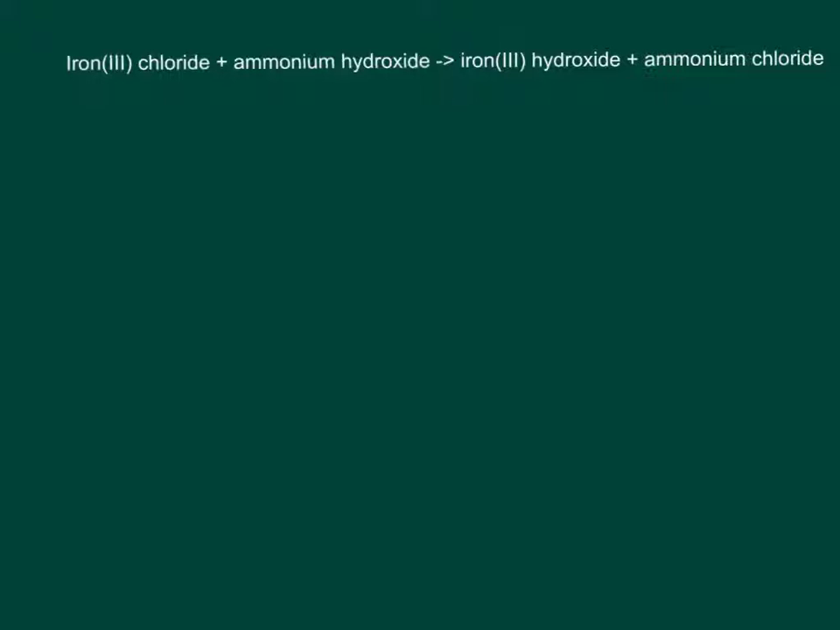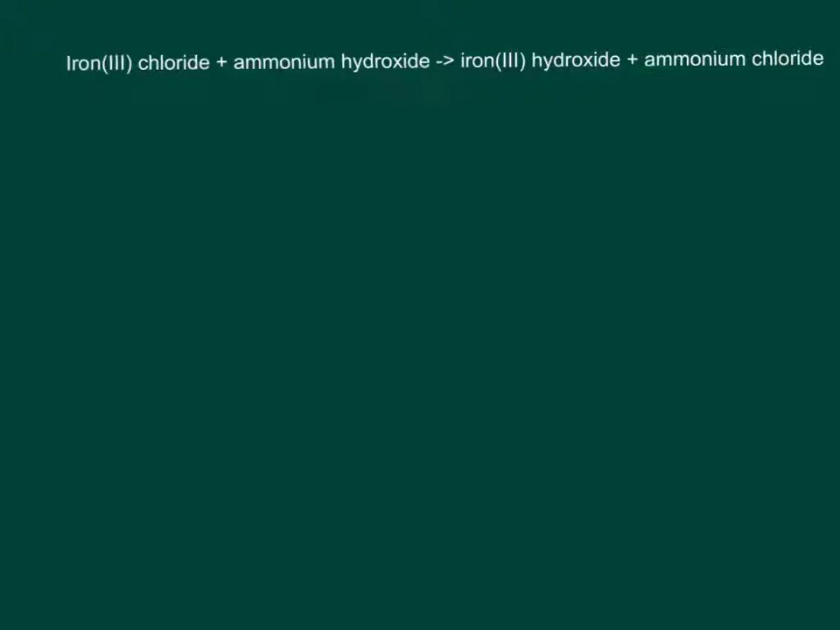We have iron 3 chloride plus ammonium hydroxide yields iron 3 hydroxide plus ammonium chloride. Alright, so let's just take a look at this. These are all ionic compounds. So if you remember correctly, we have to use our charges and make sure they balance out. Plus, we also have our Roman numeral here and a Roman numeral here. So we need to remember that the Roman numeral tells us the charge. Remember, it's not how many atoms of that element, it's the charge.